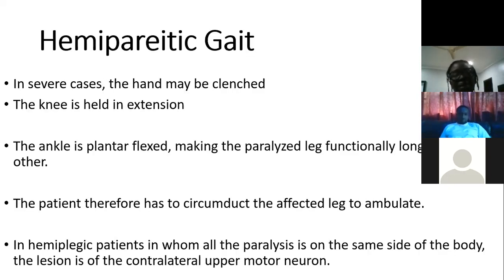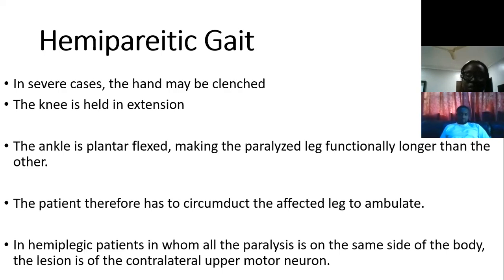So a hemiparetic gait usually occurs in a patient who has had a stroke before. And usually you see that the hand may be clenched, the knee will be held in extension, and then the ankle is plantar flexed. That is, it is pointing downwards. And when the patient is walking, they have to circumduct the affected leg. Like they move the affected leg in a semicircular motion before they can move forward.